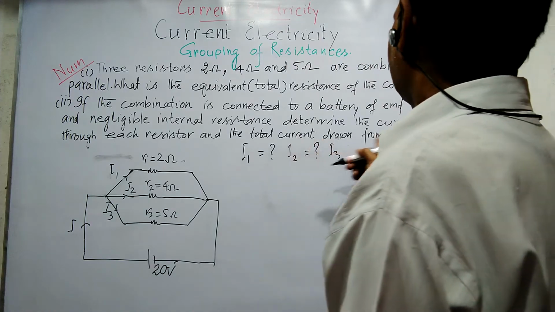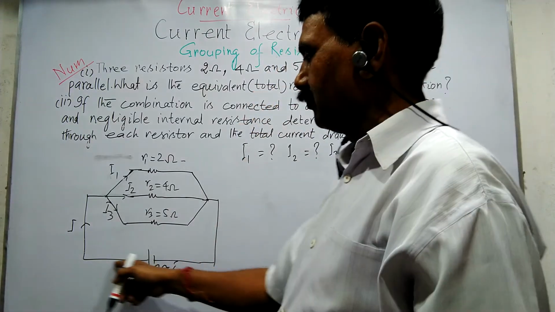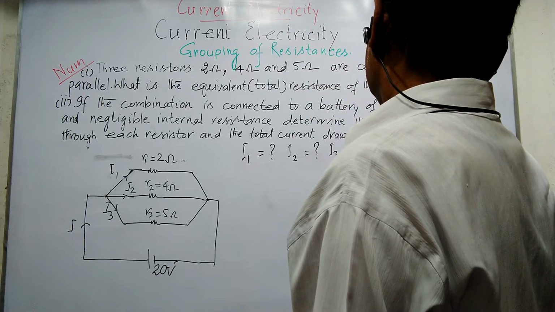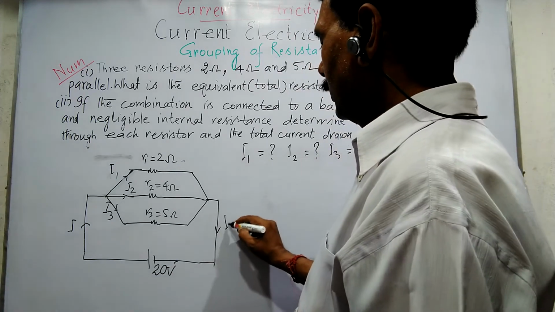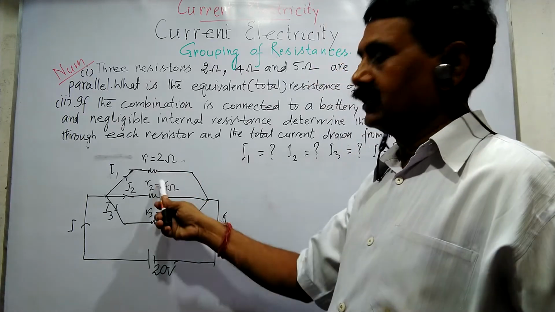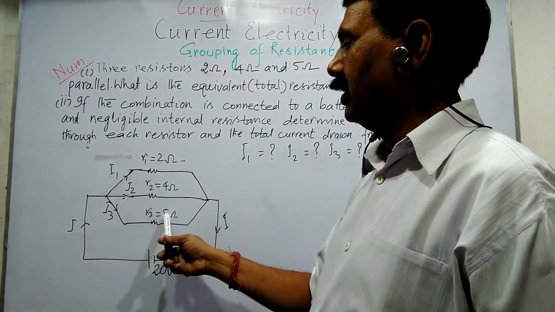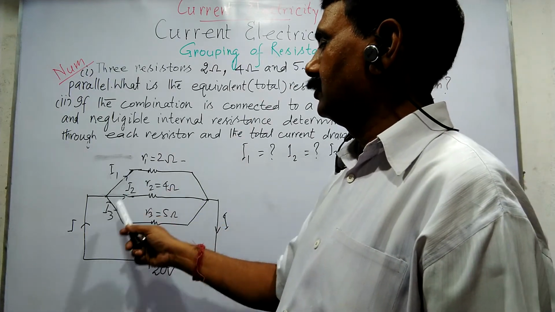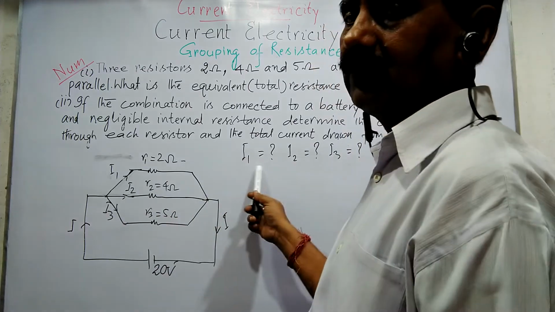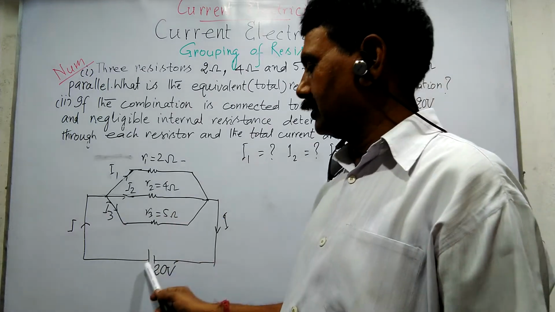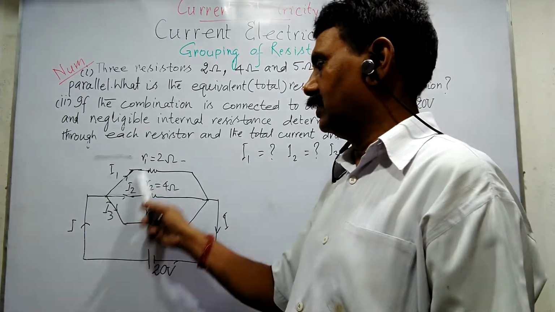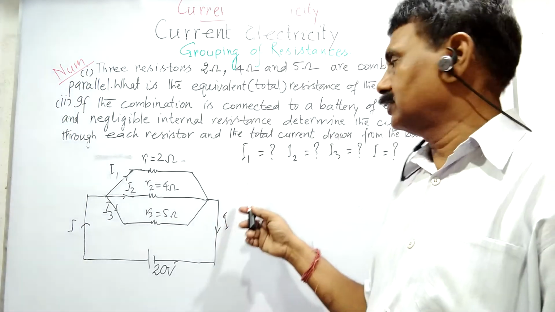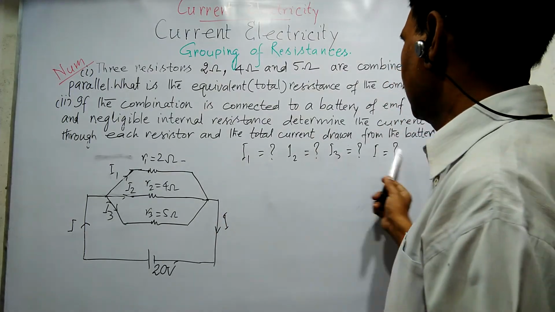And the total current drawn from the battery. Total current drawn from the battery is I, and we have to find out the value of I. Here there are three resistances connected in parallel of 2, 4, 5 and current passing through these are I1, I2, I3. Then we have to find the total current I, which is being divided in 3 parts. Here we have to find out the value of all the currents I1, I2, I3 and I.